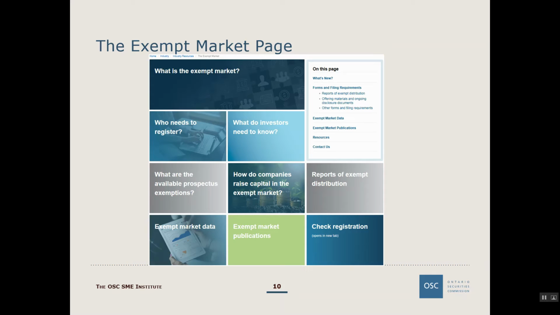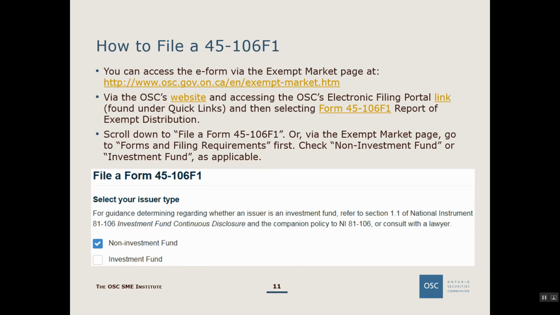Before you proceed to file your form, we encourage you to read through the important information on the Exempt Market webpage. A link to the page is on the next slide. Simply click on each tile to learn more. The fillable e-form can be accessed from the OSC main page via the Quick Links section under the OSC's electronic filing portal. It can also be accessed from the Exempt Market page. Select non-investment fund or investment fund as applicable. Again, the focus of this presentation is on non-investment fund filers.